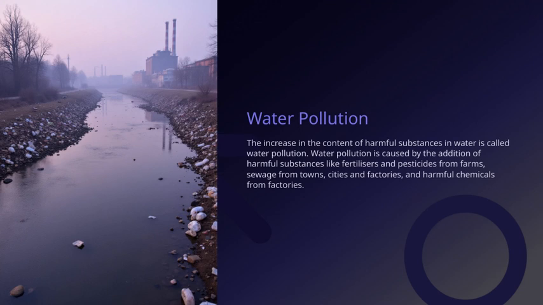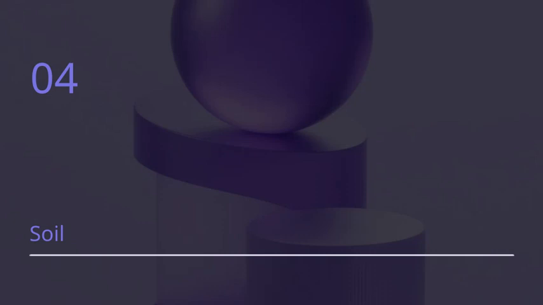All of these sources add substances that threaten the health of our ecosystems and even our own health if we consume contaminated water. Understanding these causes helps us see how human activities directly impact water quality. It's important to recognize that water pollution links to our overall goal of protecting our environment and ensuring clean, safe water for everyone. Now, let's talk about soil.